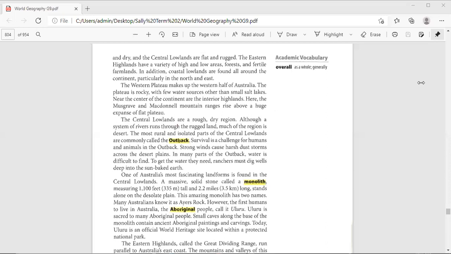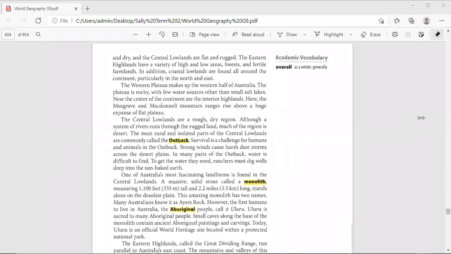Let's move to the second part. In Australia, we have one of Australia's most fascinating landforms, found in the central lowland. What is Australia's most fascinating landform? Who can tell me? Dubulina? The monolith. The monolith, yes, thank you.